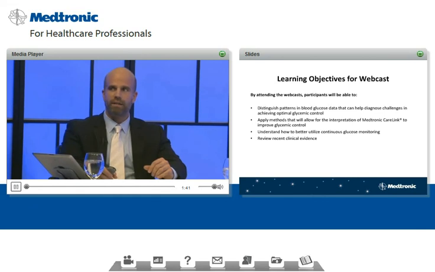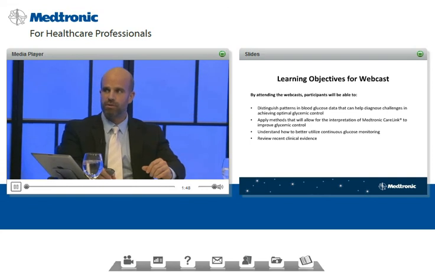So the learning objectives for today. After attending the webcast today, you will be able to distinguish patterns in blood glucose data that can help diagnose challenges in achieving optimal glycemic control, apply methods that will allow for the interpretation of Medtronic CareLink to improve glycemic control, understand how to better utilize continuous glucose monitoring, and review recent clinical evidence.